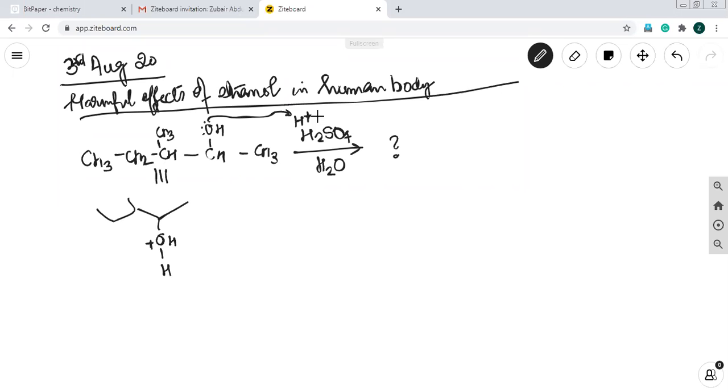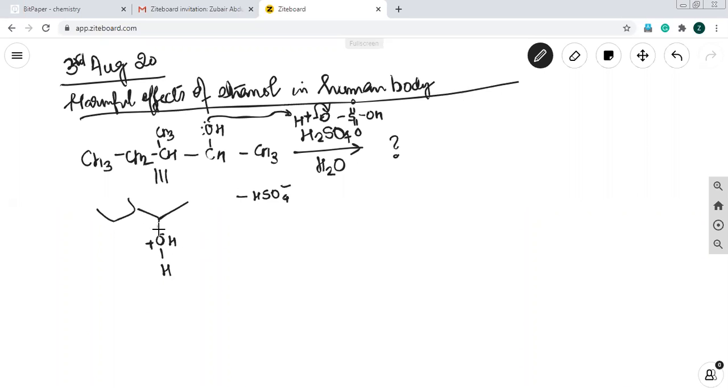See here, on the other side you have HSO4 minus. This is sulfuric acid. I'll write the complete structure: H, double bond O, double bond O, OH. So it is taking this proton, so it forms HSO4 minus. So this is the protonated alcohol.